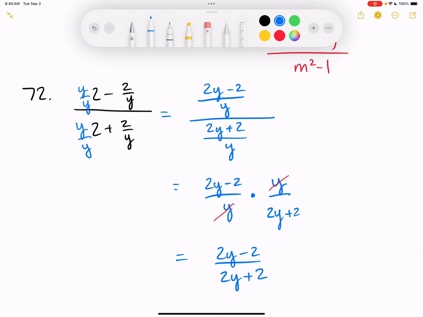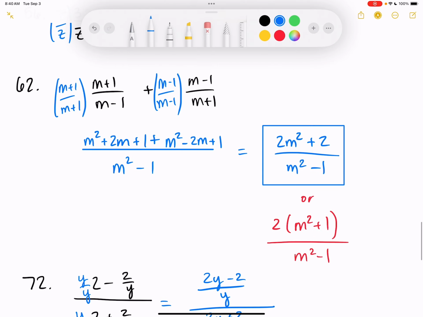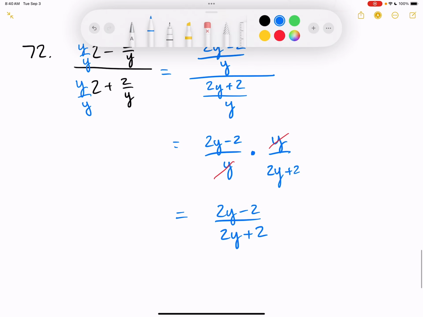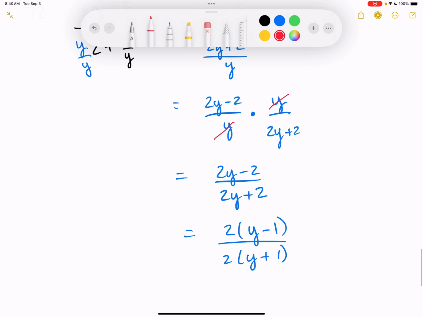Now, similar to the last one that we had up here where I took out this 2, I can also do that, but now I have the ability to do that top and bottom, so I do want to do that. That's going to be 2 times y minus 1 on top over 2 times y plus 1 on the bottom. Now that I have factored out the 2, I can cancel stuff out and ultimately be left with y minus 1 over y plus 1.